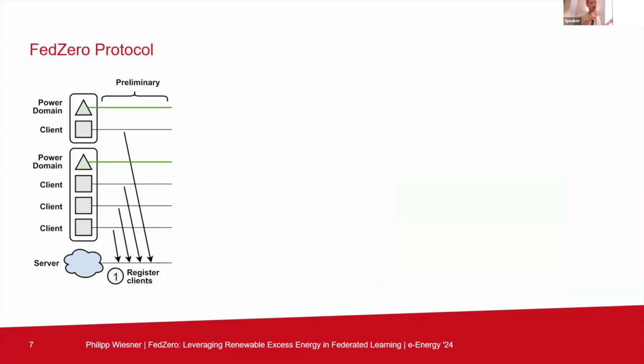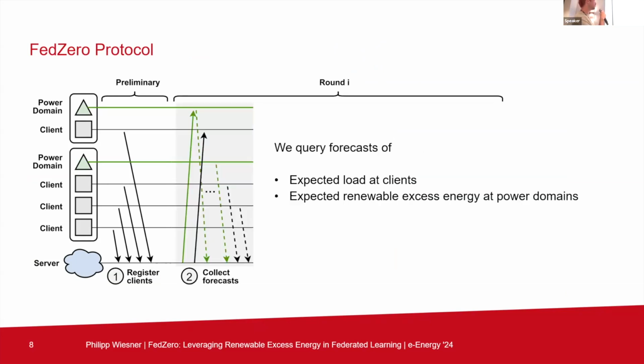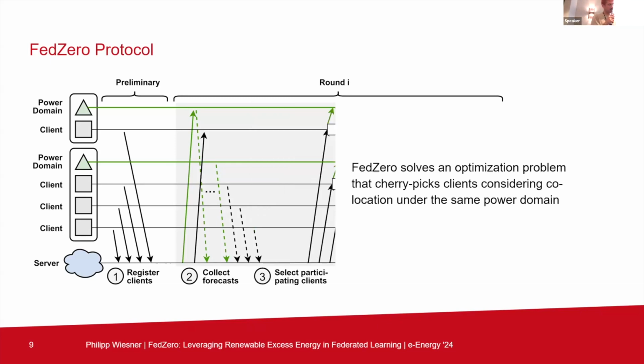So to quickly give an overview over the protocol, at the beginning of each training, clients have to register with the server. This means they provide their computing power. So how much can they compute? The energy efficiency can also be under different conditions, and the power domain that they belong to. Then at the start of each training round, FedZero collects forecasts for excess energy, as well as spare capacity on the clients. And based on these forecasts, we perform client selection. I will get into detail on this in a second.